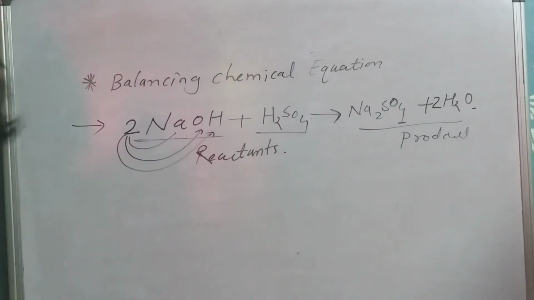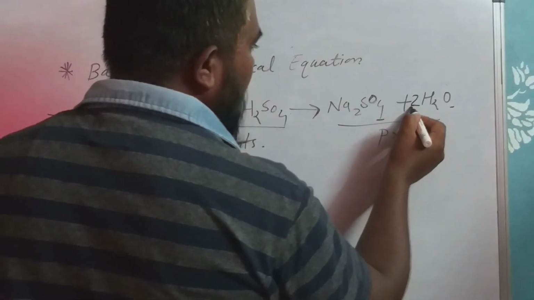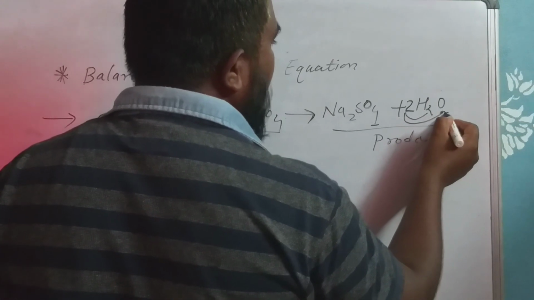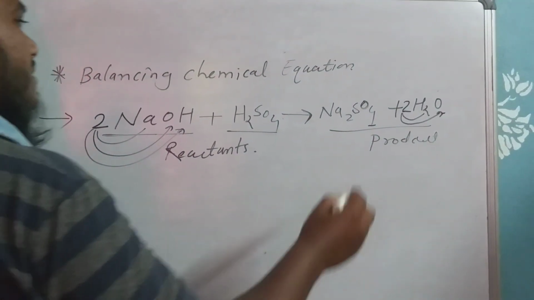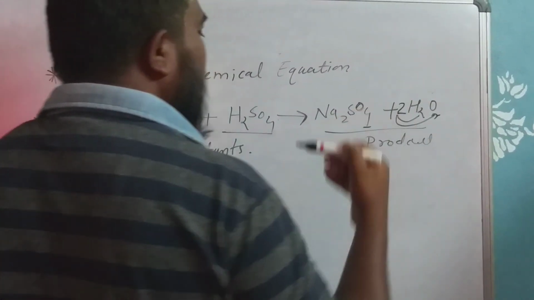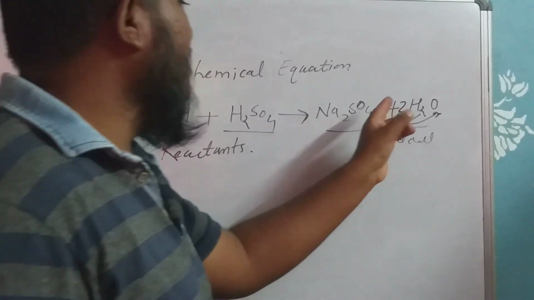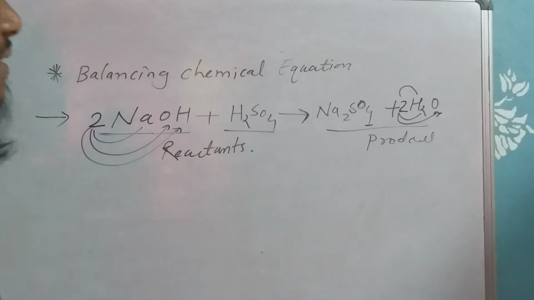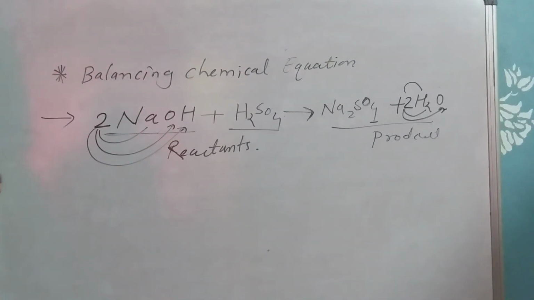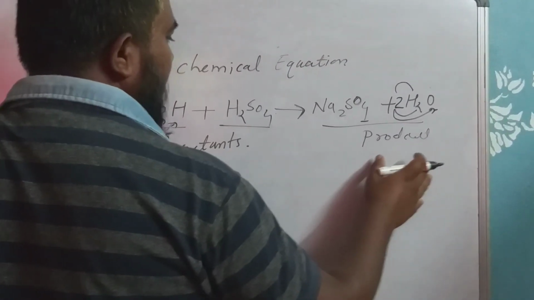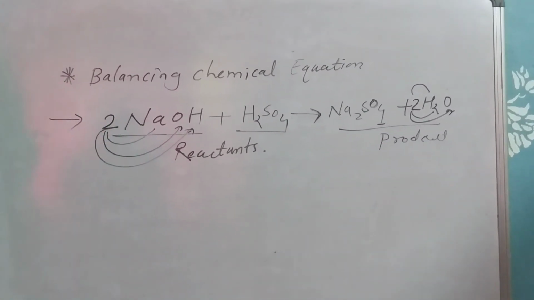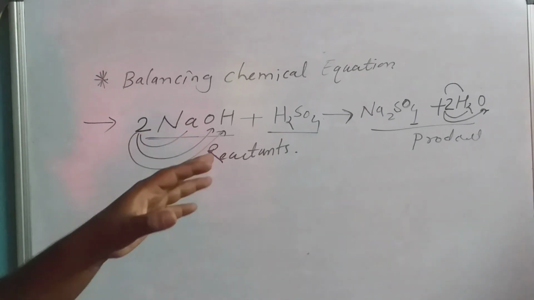That means this 2 will multiply with this hydrogen amount of 2 and oxygen also becomes 2. Now simultaneously when we equalize the oxygen, the hydrogens become 4. Understand now? Now we can easily balance the chemical equation. We just have to multiply these numbers.